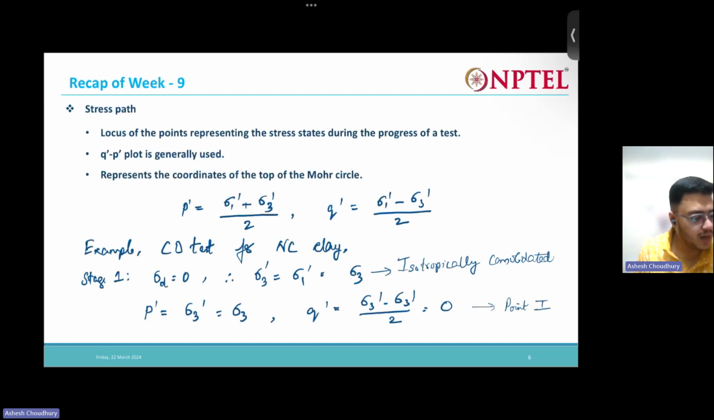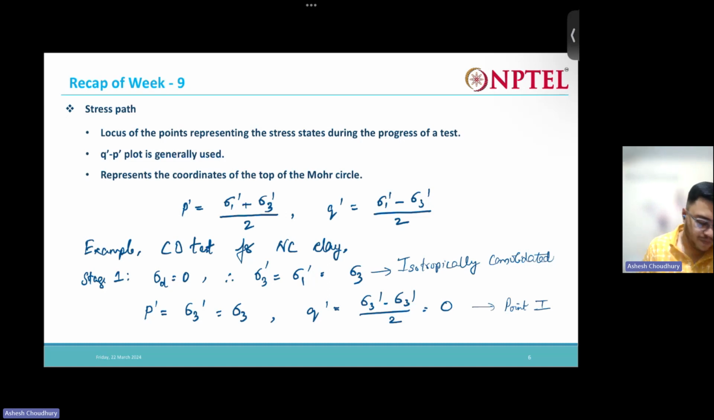Okay, now let us come to the new topic that we are going to introduce in today's session. That is the stress path. Okay, so what are stress paths? Let us see what stress paths are.